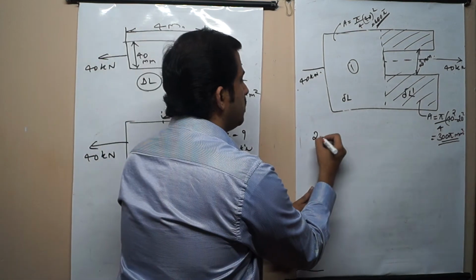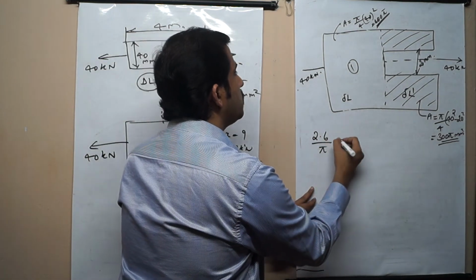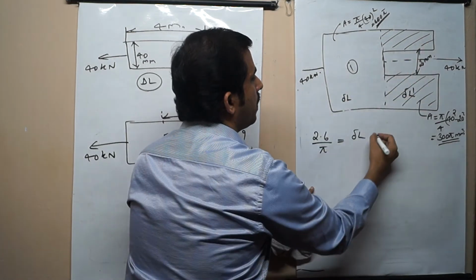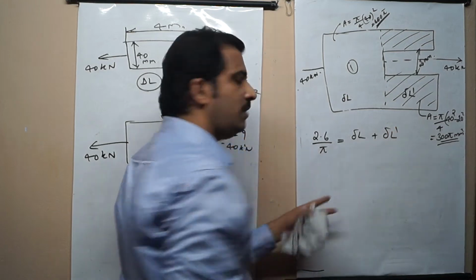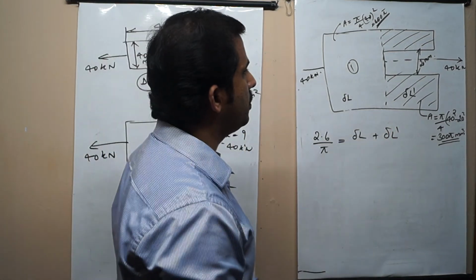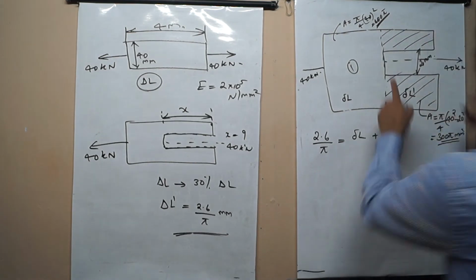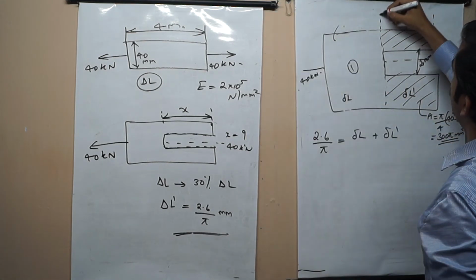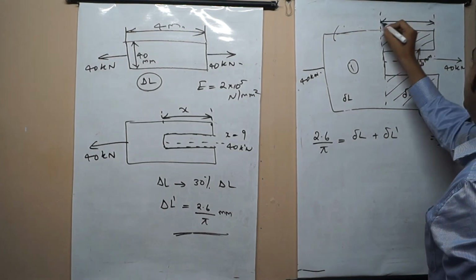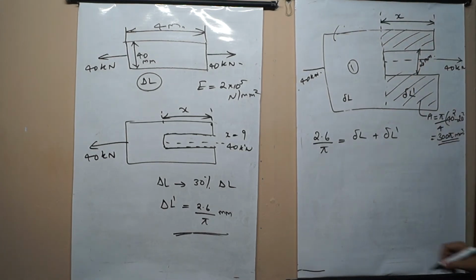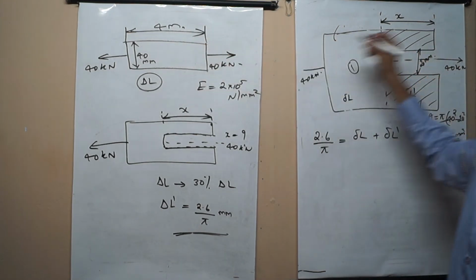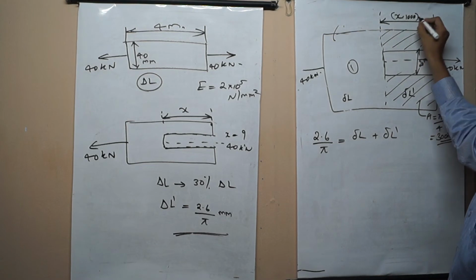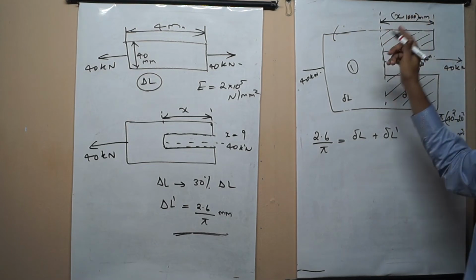So I can write 2.6 divided by pi should be equal to the elongation of the solid part plus the elongation of the hollow part. From here we are going to get the answer. Let the length of the hollow part be x millimeter. Here it is 4 meter, so I am converting this into millimeter, x into 1000 millimeter. You must take care of this part.